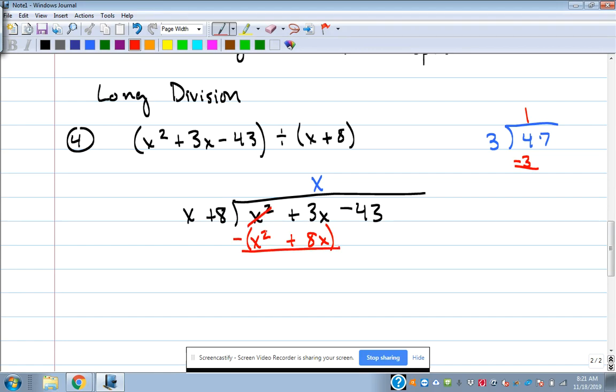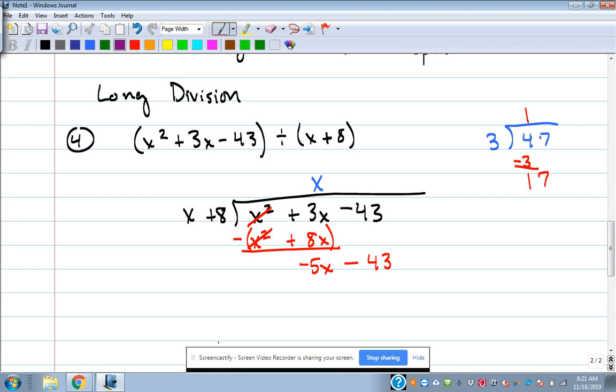And x squareds cancel out. That should happen every time that you're doing that. And then 3x minus 8x would be negative 5x. And bring down the minus 43. On a regular number problem, we subtracted that, got a 1, and we bring down the 7. Same rules as doing long division for numbers.